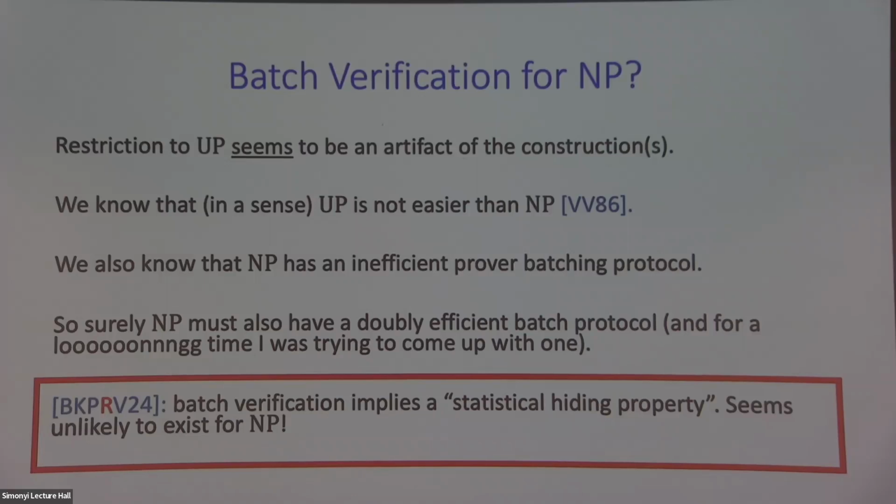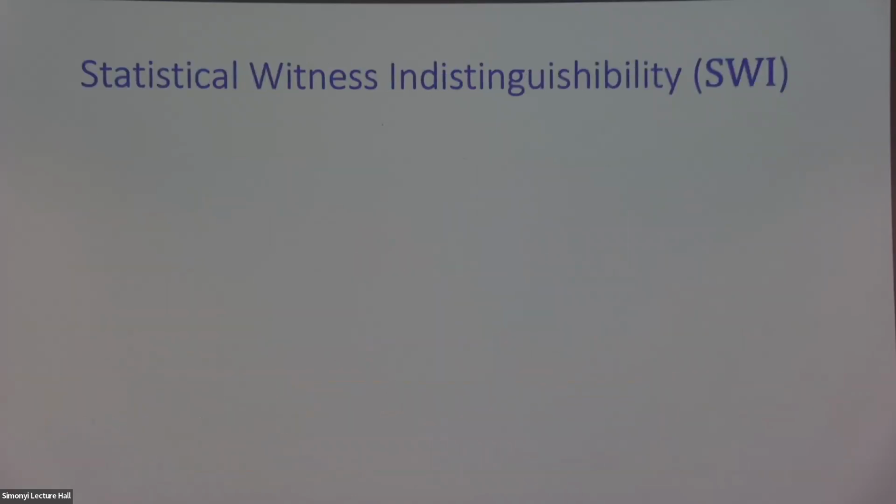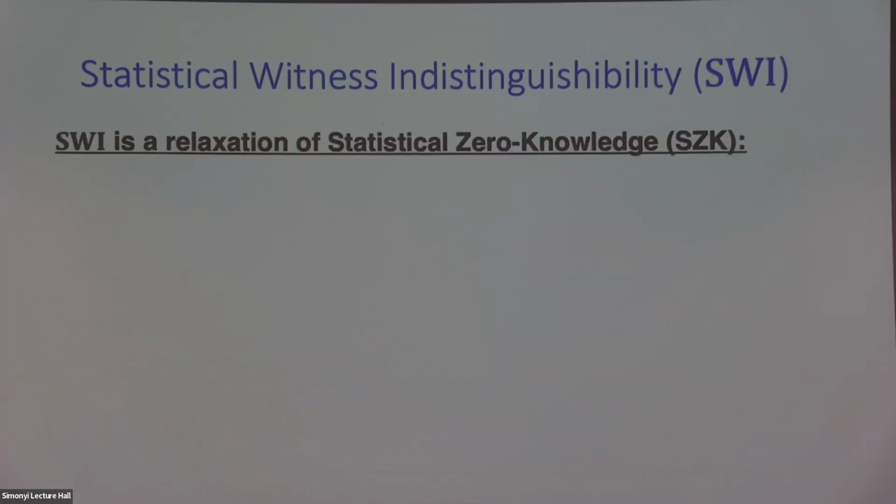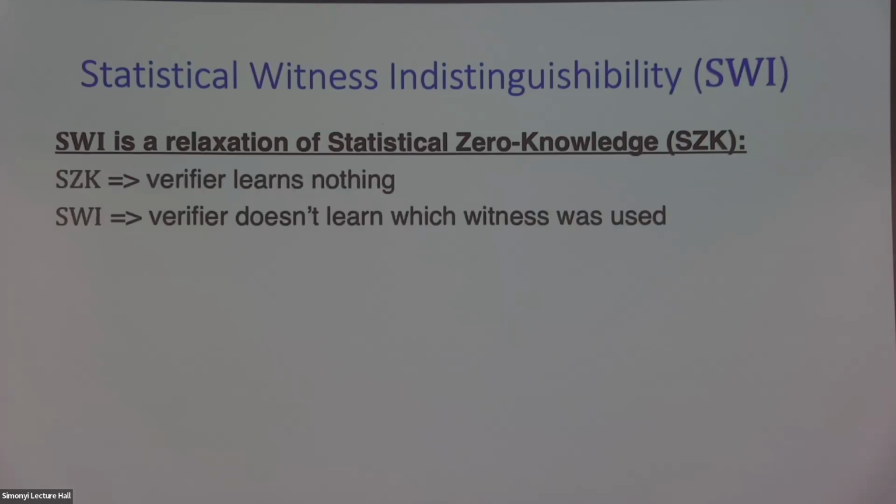Okay, cool. So let's discuss things a bit more precisely. I want to describe to you the specific notion of hiding that we're going to show. It's called statistical witness indistinguishability, or SWI for short. And it's a relaxation of zero knowledge. For the moment, you don't need to remember the precise definition of zero knowledge, but morally, statistical zero knowledge means that in the interaction, the verifier learns nothing, basically. Whereas statistical WI is a weaker thing. It says the verifier doesn't learn which specific witness the prover was using.